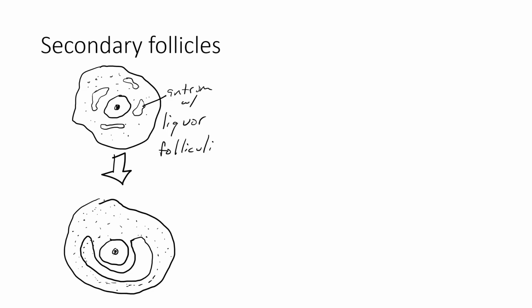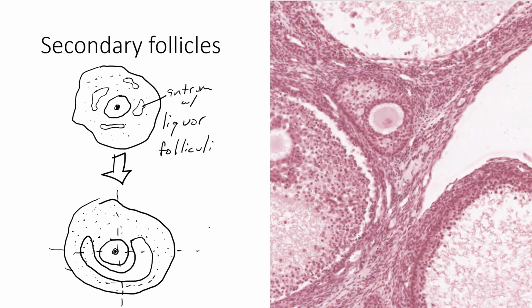that this thing is still a secondary follicle, because the egg cell is still located in the center of the follicle. If you were to draw crosshairs through this follicle, you would see that the egg cell is still in the center. So here we see an early secondary follicle.